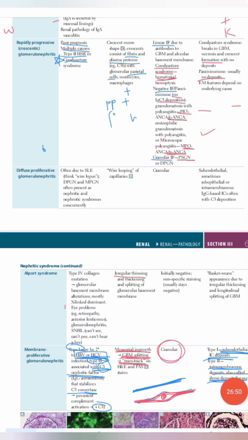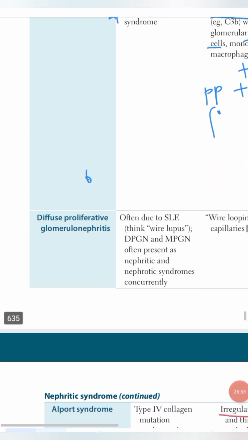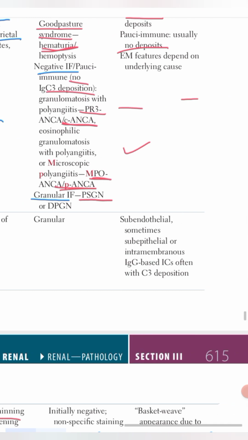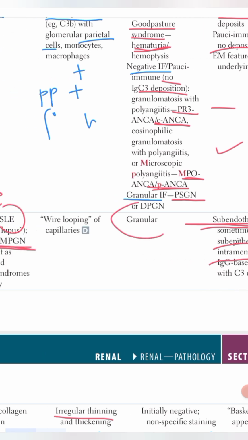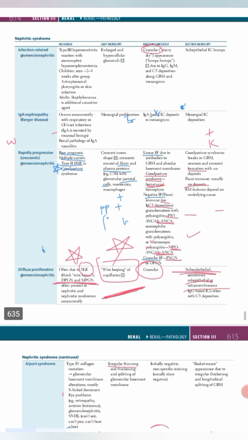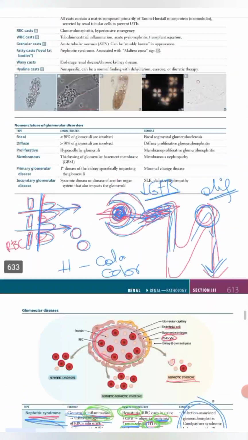Last one is the diffuse proliferative glomerulonephritis. It is associated with SLE, associated with lupus nephritis, and diffuse proliferative glomerulonephritis and membranoproliferative glomerulonephritis often present as nephritic and nephrotic syndrome concurrently. And in electron microscope, we can see subendothelial and sometimes subepithelial or intramembranous deposits. In IF, we will see granular pattern, and in light microscopy, we will see wire looping of the capillaries. The capillaries will become thickened, and it will give the appearance of wire looping. So that was all about nephritic syndrome and its associated examples.